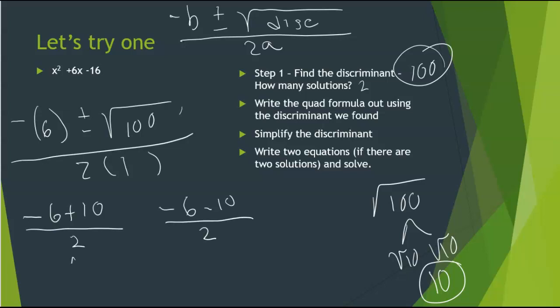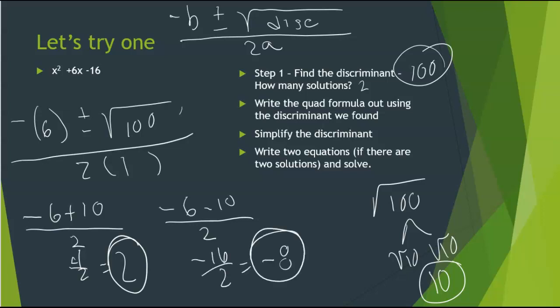Negative 6 plus 10 is 4. Divided by 2, that equals 2. Negative 6 minus 10 is negative 16. Divided by 2 equals negative 8. Our solutions are 2 and negative 8. Make sense?